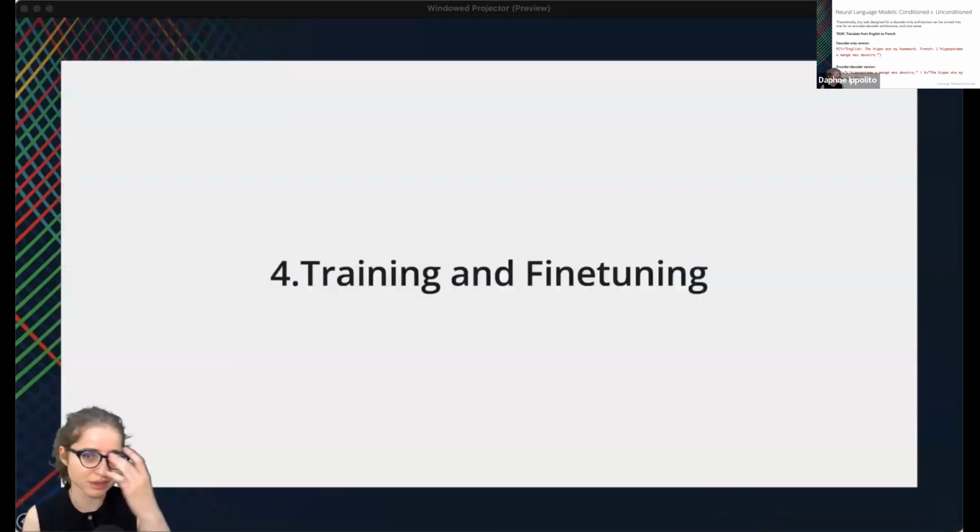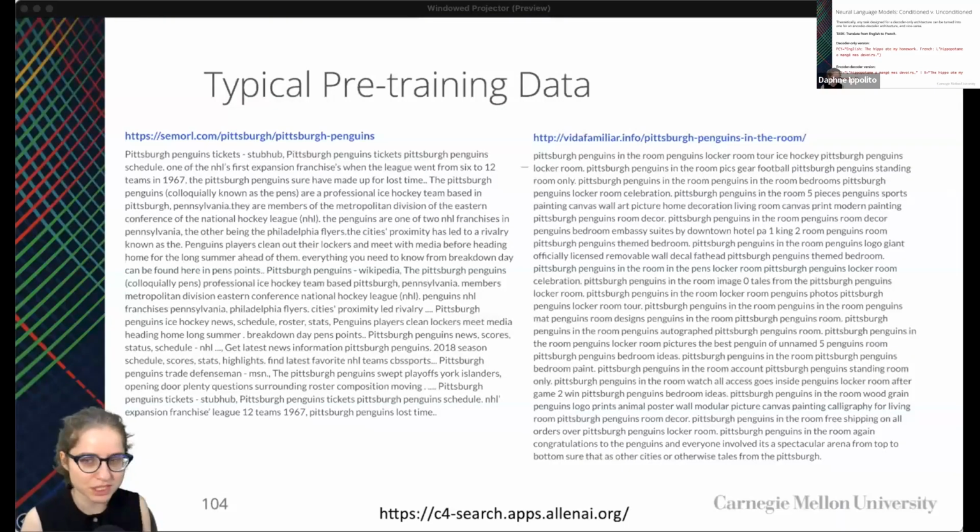All right, so I'm going to go through this last bit quickly because I know you all want to get to the practical exercise. So this is typical pre-training data. Most language models from all of the big companies and all of the open source models are just trained on web documents that were scraped from the web. And these are two pretty typical web documents.